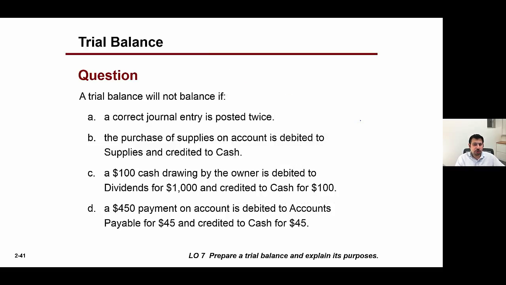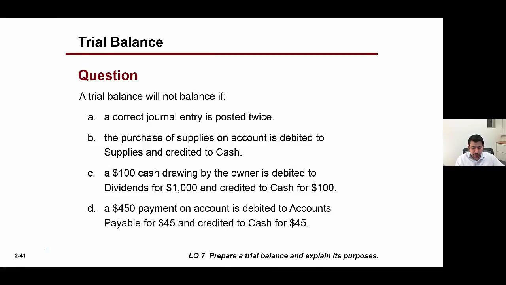So in this case, like this question: a trial balance will not balance if a correct journal entry is posted twice; the purchase of supplies on account is debited to supplies and credited to cash; $100 cash drawing by the owner is debited to dividends for $1,000 and credited to cash for $100; the $450 payment on account is debited to accounts payable for $45 and credited to cash for $45. Which one is the wrong one? Let's start with them one by one.